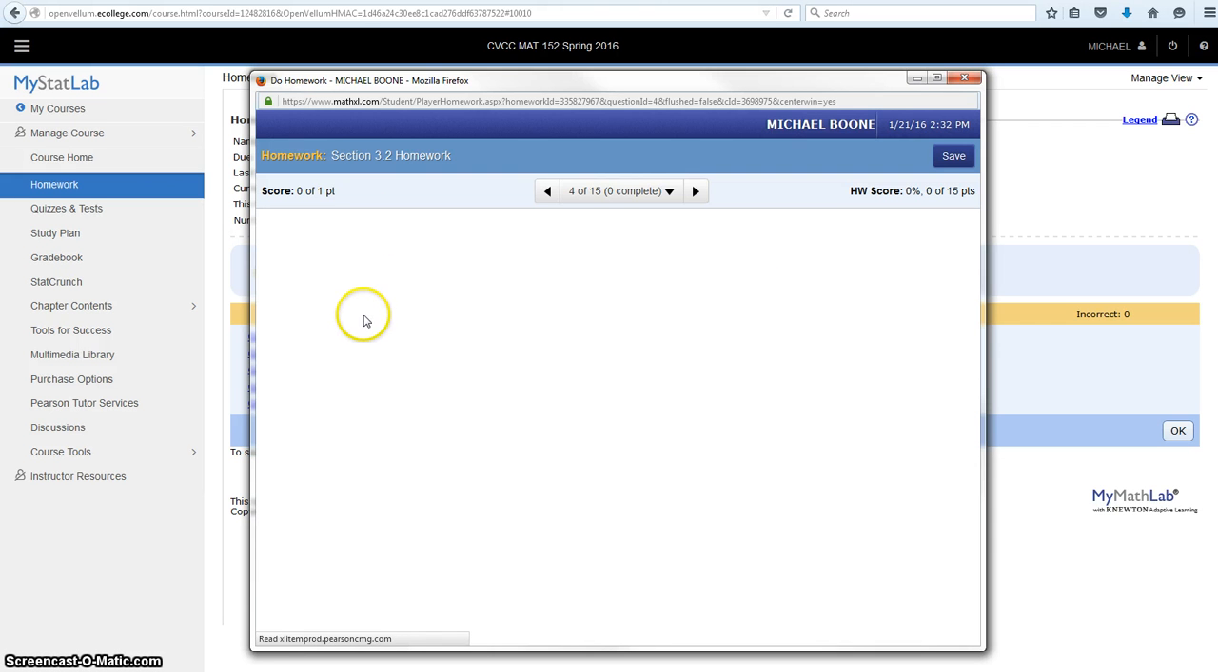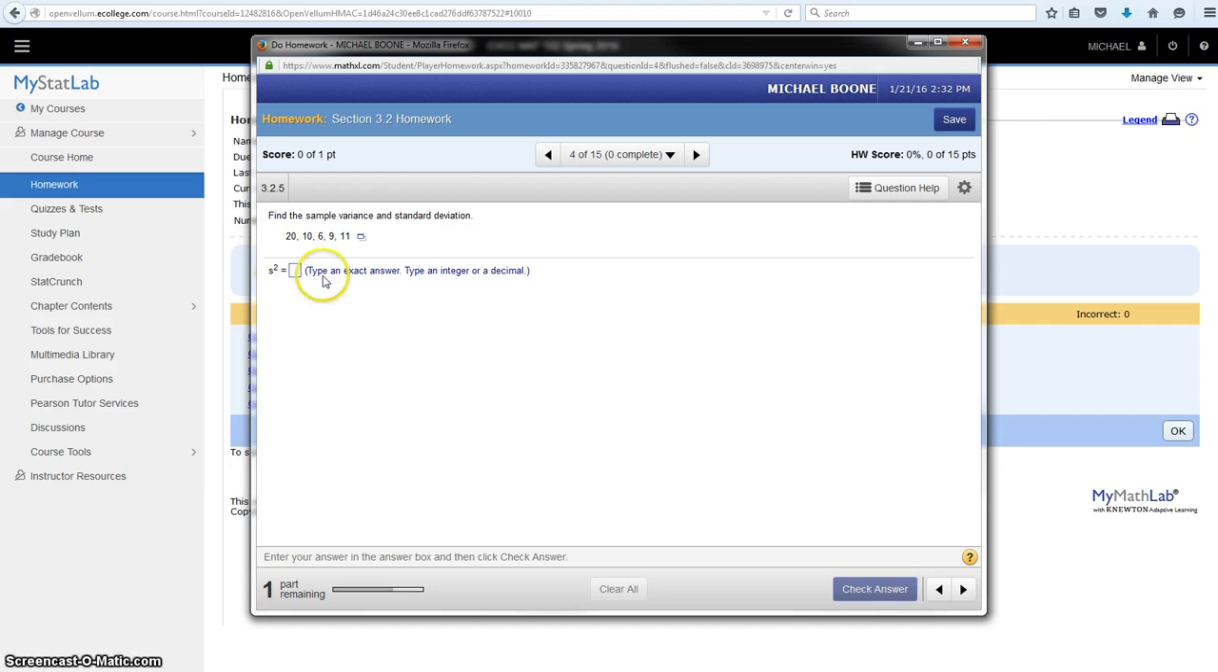Number 4, I believe, is just asking some of the basic questions. So the sample variance and the sample standard deviation. If we're looking at this one, S squared is my sample variance, and then the next question would probably be what is S, which is my standard deviation.